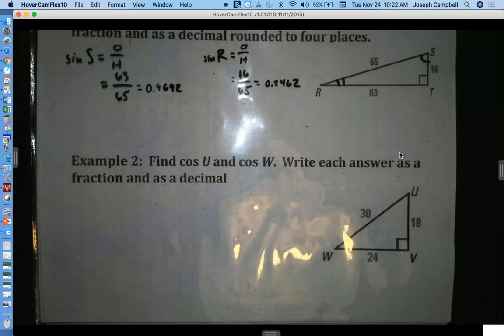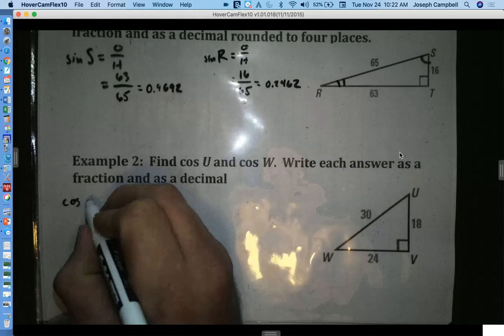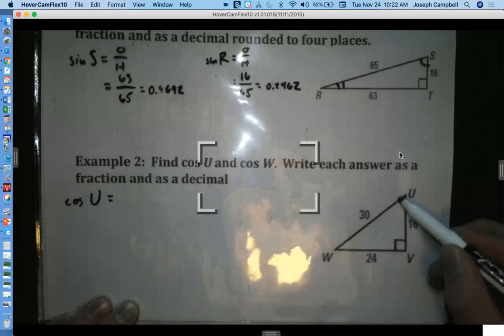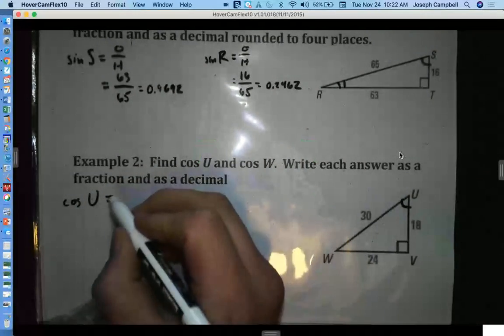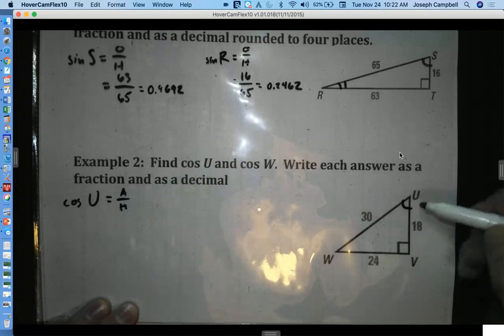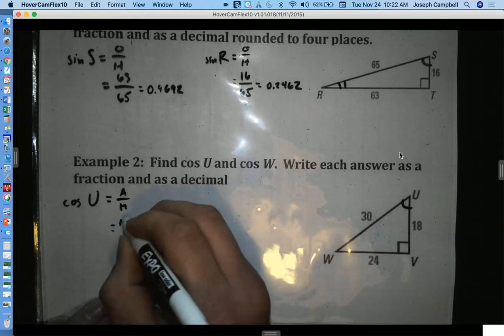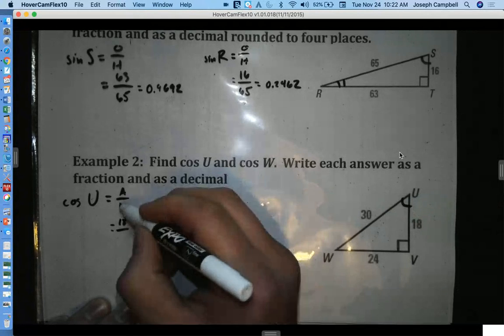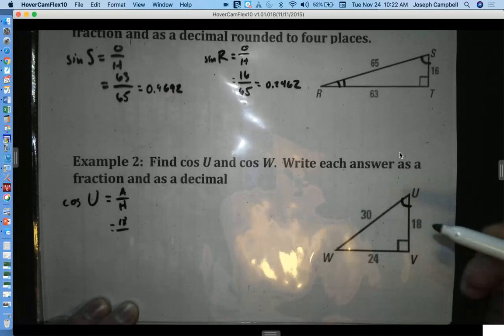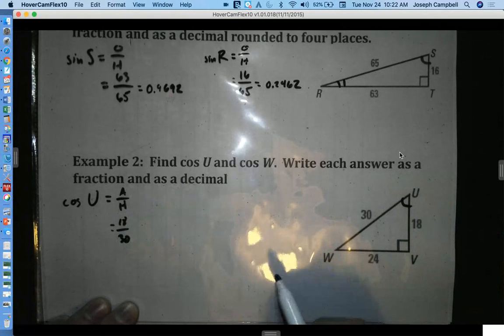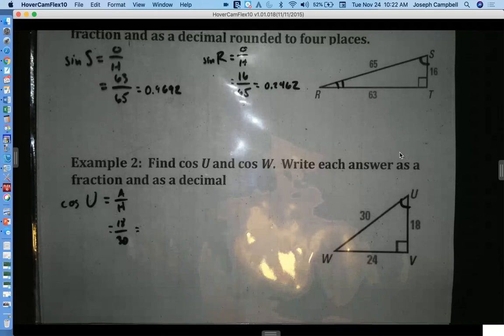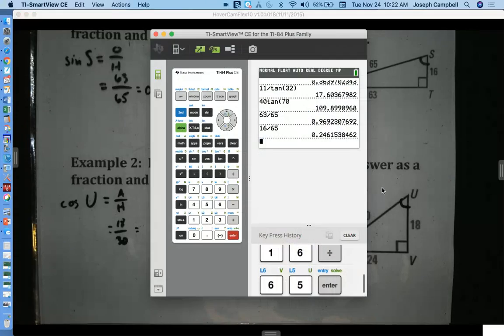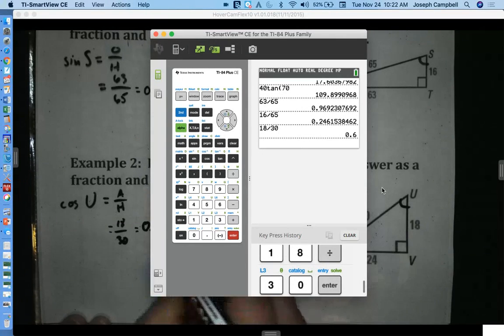Okay, we need to find cosine of u, cosine of w. So cosine of u. So u is here, cosine, so CAH TOA, that's adjacent over hypotenuse. What's adjacent to angle u? It is 18. Okay, what's the hypotenuse to angle u? Well, make sure that that's an h, okay? Hypotenuse is always opposite the 90-degree angle, so the hypotenuse is 30. Okay, let's figure out that is 18 over 30. 0.6. All right, that's nice.